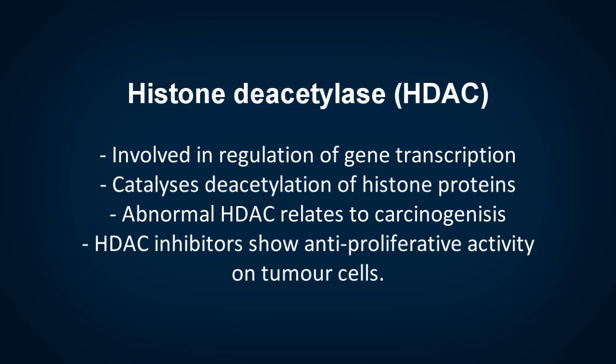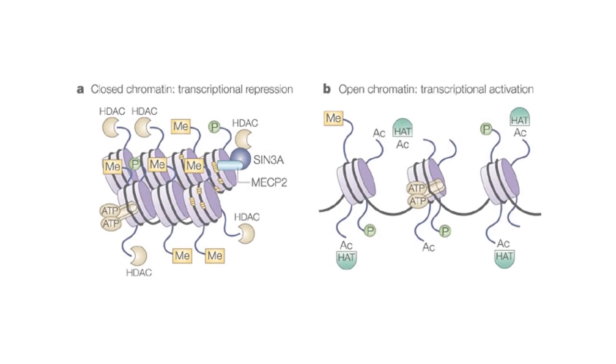Thus, the identification of potent HDAC inhibitors has been considered as a very intriguing approach for the development of cancer chemotherapy. A number of natural and synthetic HDAC inhibitors have shown an anti-proliferative activity on tumor cells. The following diagram displays chromatin deacetylation and transcriptional activation with the binding of HDAC to the N-terminal of the histone protein.